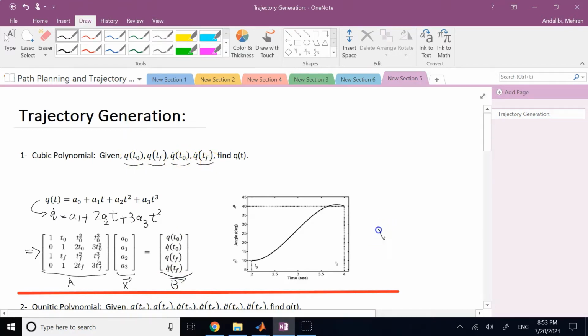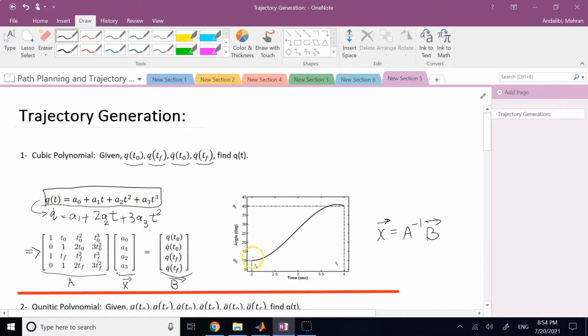So clearly from here, your unknown vector x is going to be what? A inverse times b, and once you have that, you plug them back here. You now have your q as a function of time. So you made your q values parametric. What is the parameter? It is time.